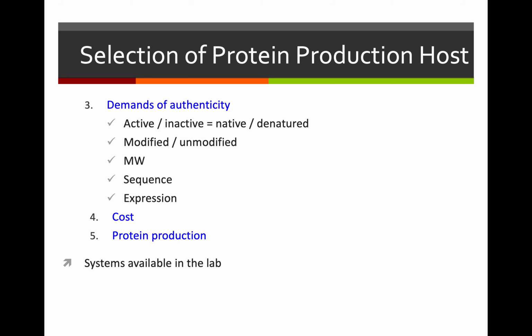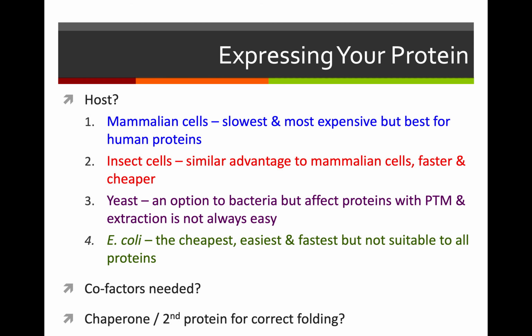And lastly is the protein production. So not to forget, you have to look at the systems available in your lab, or the facilities available nearest to you or the one that you could use. Now, how do you express your protein? You need to look at these three elements: the host, the cofactors, and also the chaperone or second protein for correct folding.